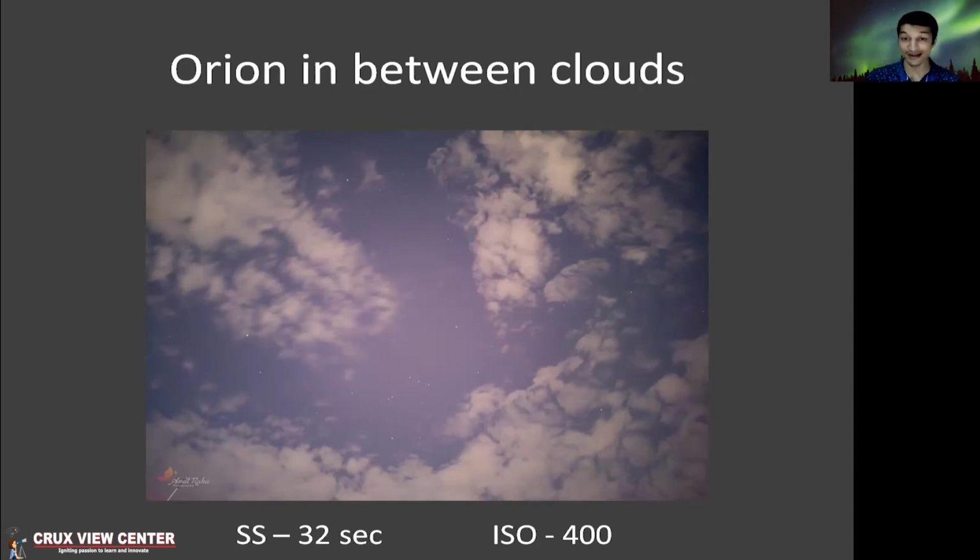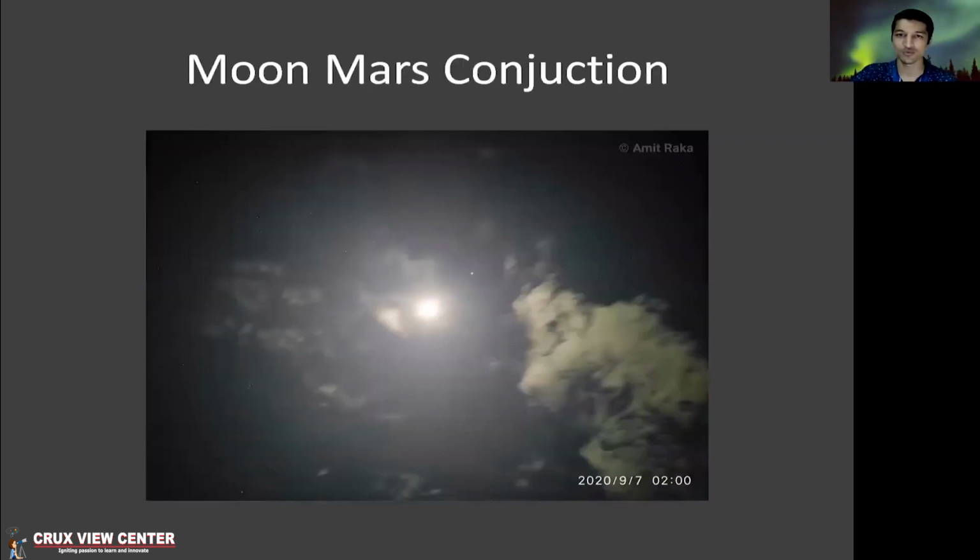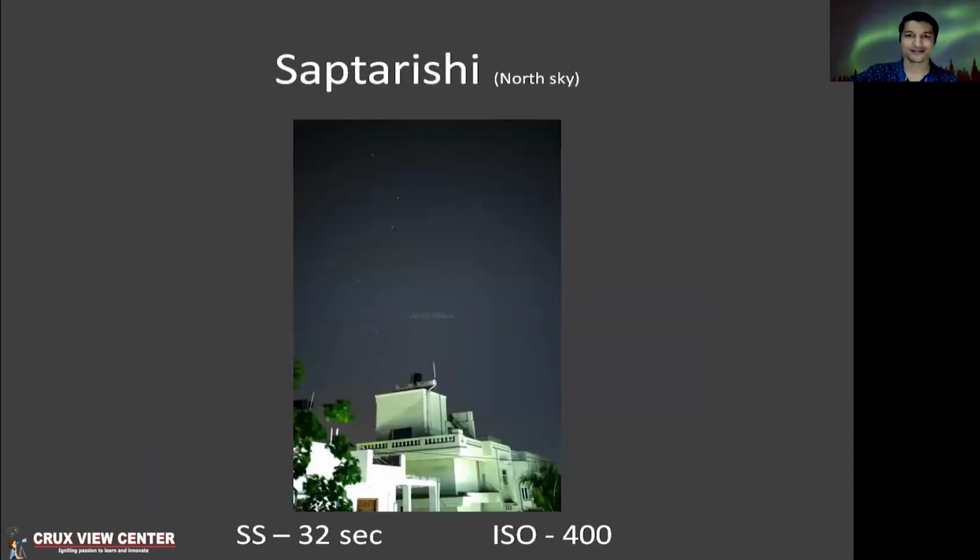Because of the moon, and that also was a crescent moon, it was 132 seconds. The bigger the moon, the shorter the exposure will be automatically. When you practice, you will understand and get it, how it works. This was a Moon Mars conjunction. This is Saptarishi, also known as the Big Dipper.